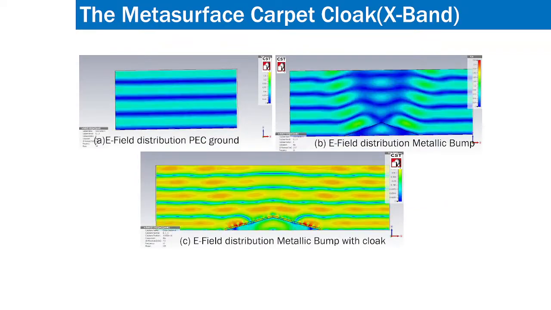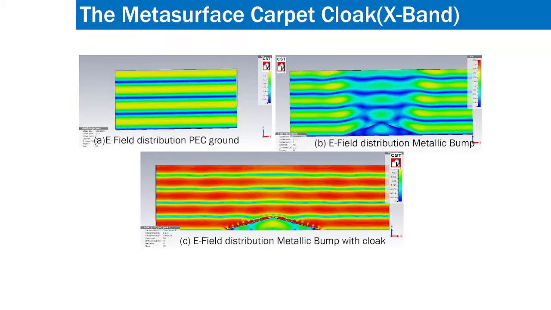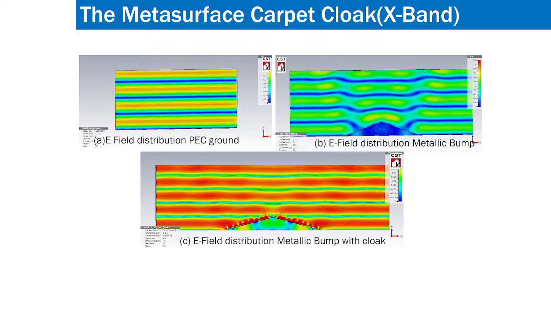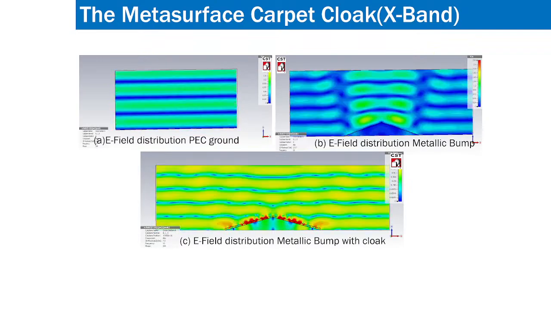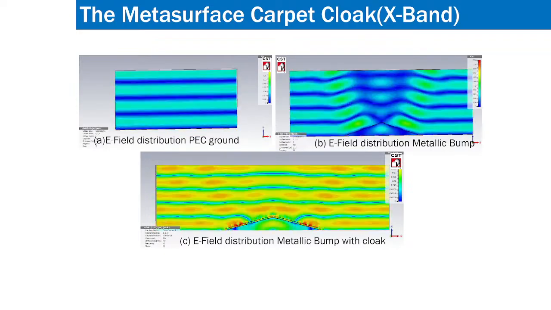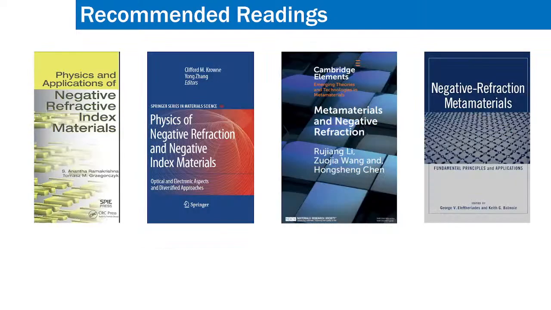And this shows you the reflection from a perfect ground plane on the top left. Then on the top right is the reflection when we have a metallic bump for the normal incident, and bottom is the reflection when we have the cloak designed appropriately using the negative refraction principle. So with that, we come to the end of our discussion on the applications.